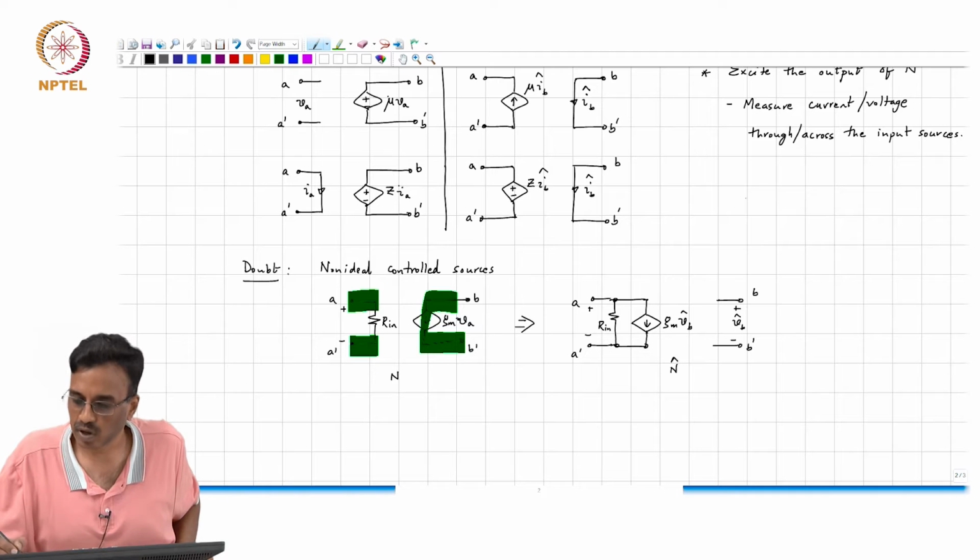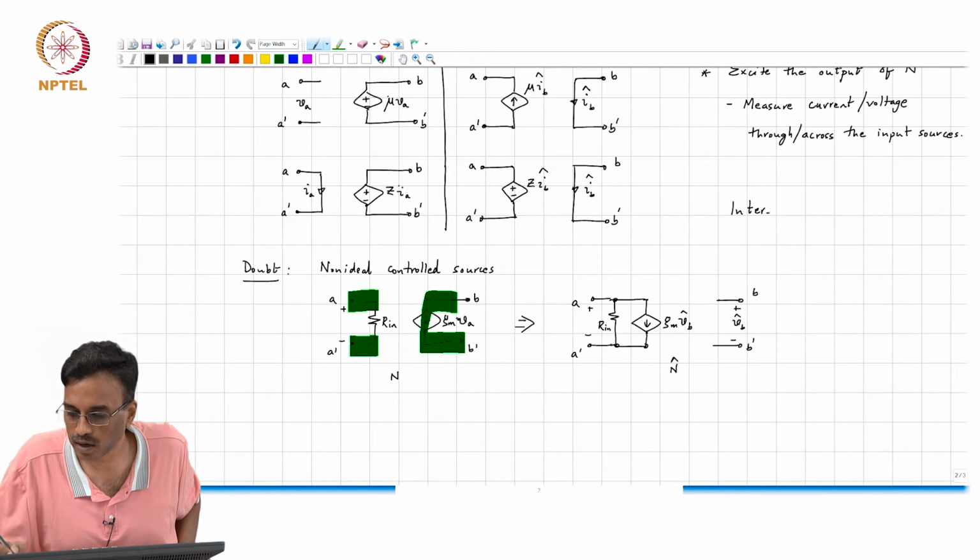And there is also another name for the inter-reciprocal network, reciprocal network.